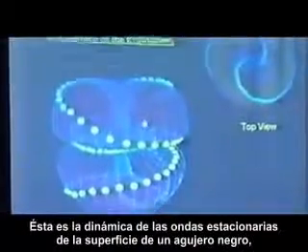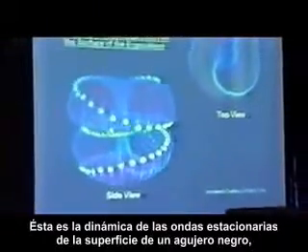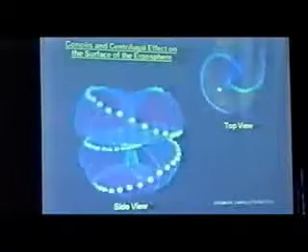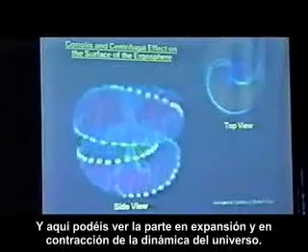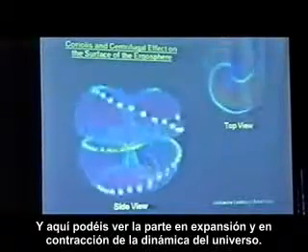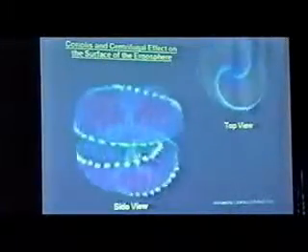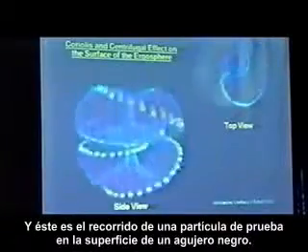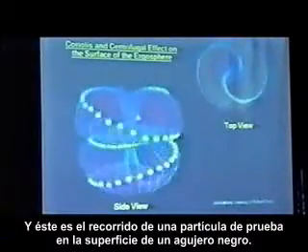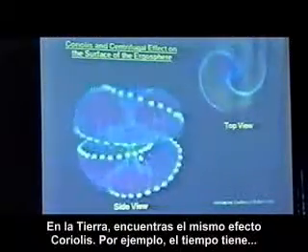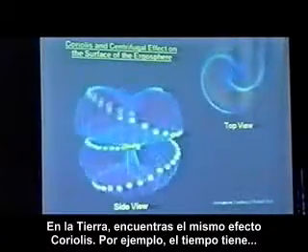These are the dynamics of the standing waves of the surface of the black hole of the double torus predicted by this theory. And here you can see the expansion and contracting side of the universe dynamics. And this is the path of a test particle on the surface of such a black hole. This is the dynamics of the Coriolis effect. On the Earth, you find the same Coriolis effect.